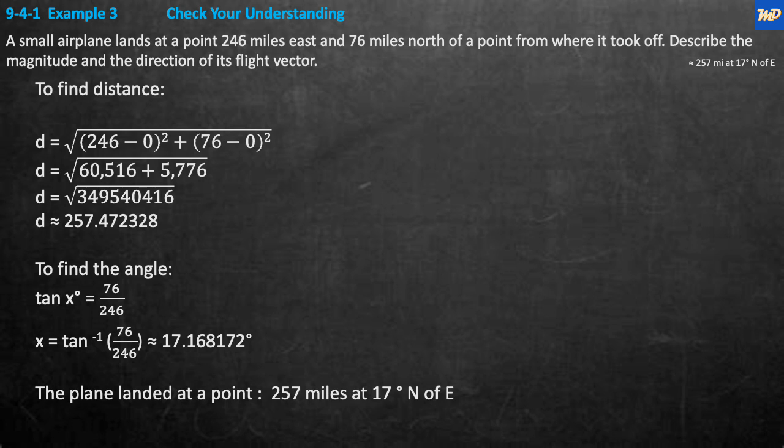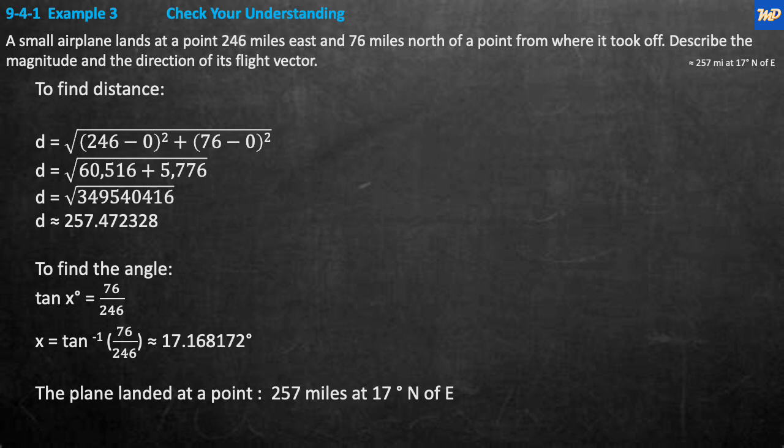Okay, so now that you've had time, I took the time to solve the problem too. So let's see. A small plane lands at a point 246 miles east and 76 miles north of a point from where it took off. Describe the magnitude and direction of its flight vector. Well, to find the distance it flew, that's the magnitude they're looking for, we're going to use the distance formula. And the distance formula says that the distance is equal to the square root of the x1 minus x0, or x2 minus x1, squared, plus the, what is it?